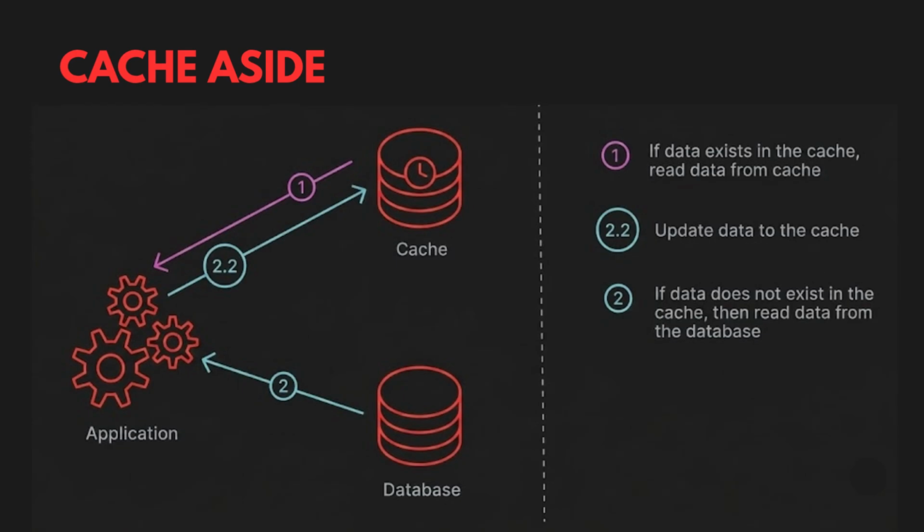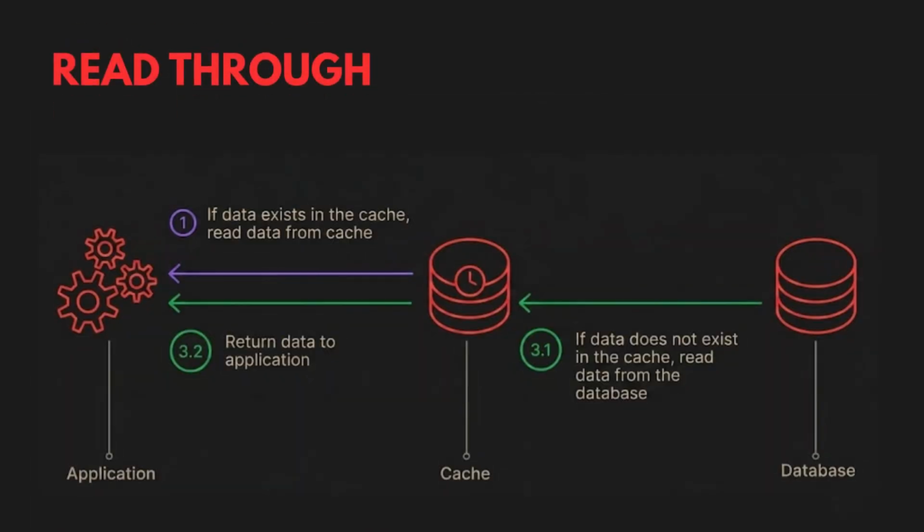Here, the application is responsible for the cache logic. Here's the flow. Whenever a request comes, the application looks into the cache. If the data is available, it is simply returned. But if it's not, then the application retrieves the data from the database, returns it, and stores it in the cache for future usage. This is called lazy loading.